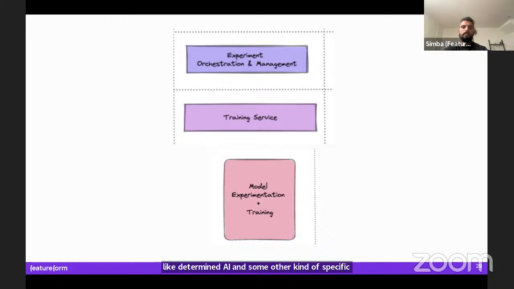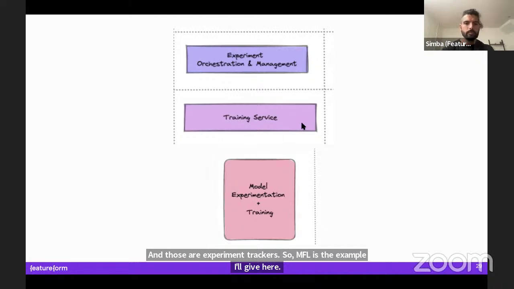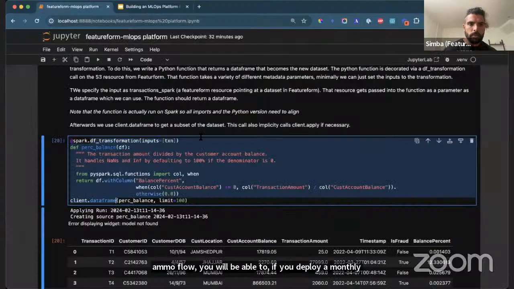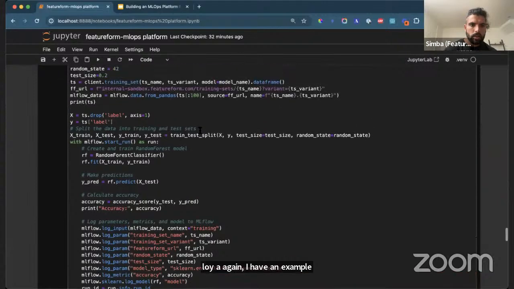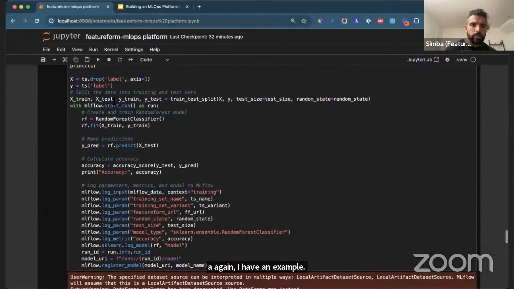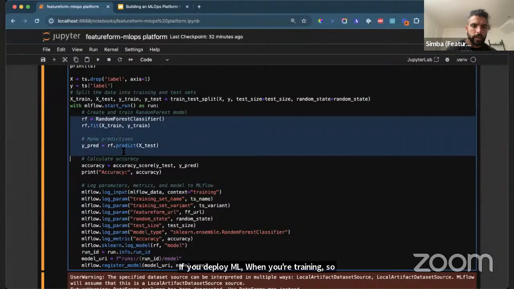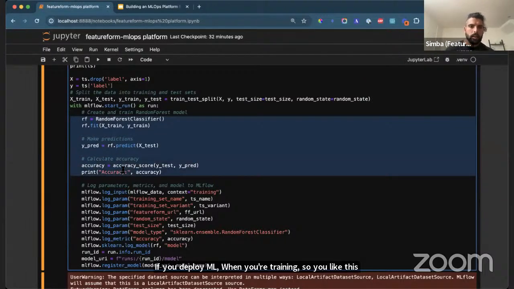Above that, there's the orchestration and management, and those are experiment trackers. So MLflow is the example I'll give here. With MLflow, if you deploy MLflow, again, I have an example. If you deploy MLflow, when you're training, so like this code right here that I'm highlighting, this is the very specific training piece. Like this has nothing to do with MLflow. Now, this rf.fit is obviously training the model.